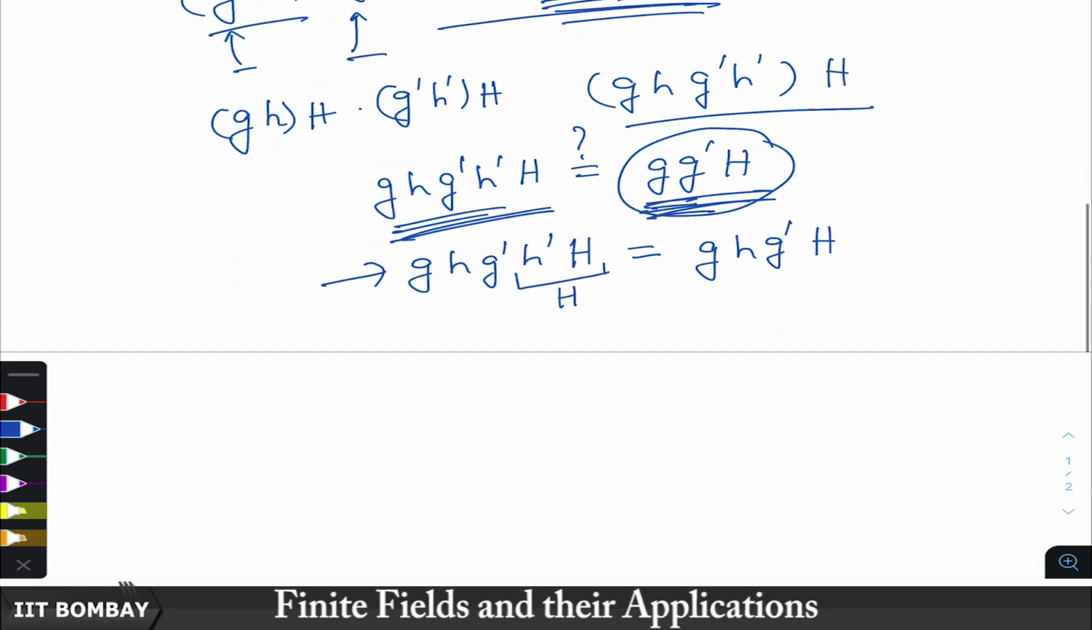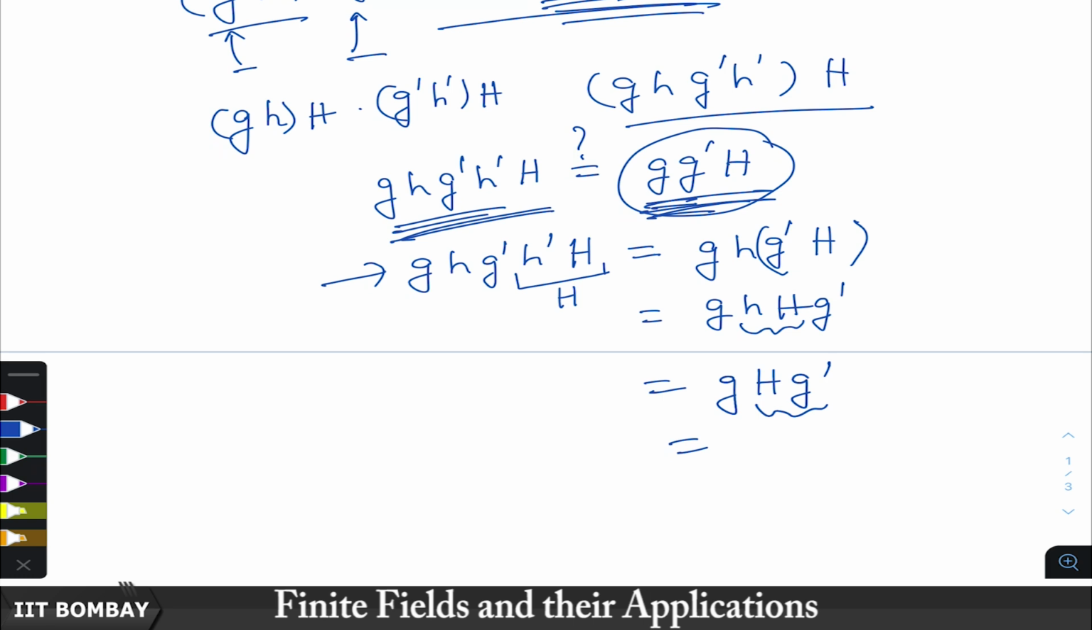Now, we know that the left cosets and the right cosets are the same because H is normal. So, we have gH. Now, this g'H can be replaced by Hg', and then this H here is the same as H. So, gHg', and then we can again write that this right coset is the same as the left coset, which is gg'H.